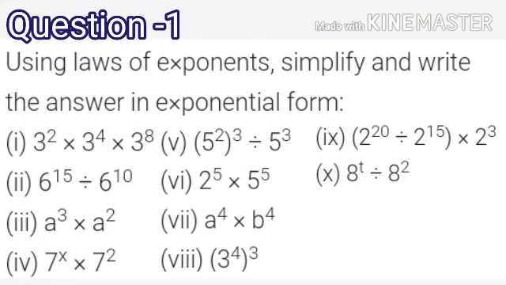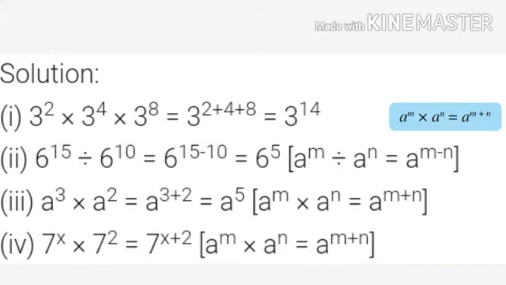Question number 1. Using the law of exponents, simplify and write the answer in exponential form. First, 3 squared into 3 raised to the power 4 into 3 raised to the power 8. Multiplying powers with the same base, the powers will be added. So 3 raised to the power 2 plus 4 plus 8 is equal to 3 raised to the power 14.